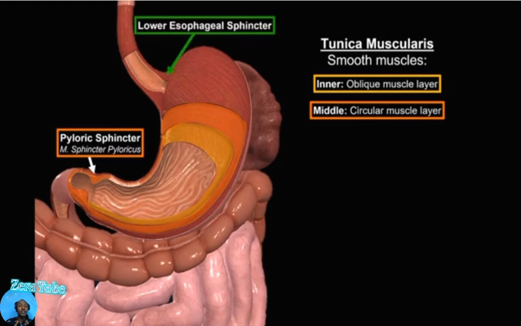The lower esophageal sphincter is not formed from the muscular layer of the stomach. It is mainly formed from the lower part of the smooth muscle of the esophagus. So the lower esophageal sphincter is formed from the lower part of the esophagus, and the diseases related to it, like gastric regurgitation and GERD, are related to the lower esophageal sphincter.